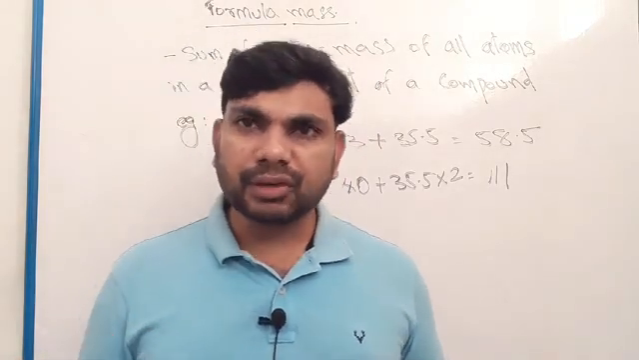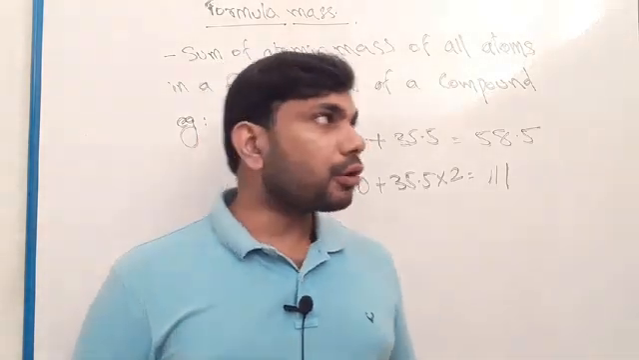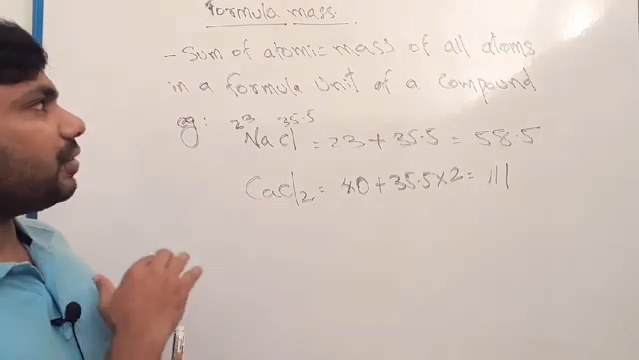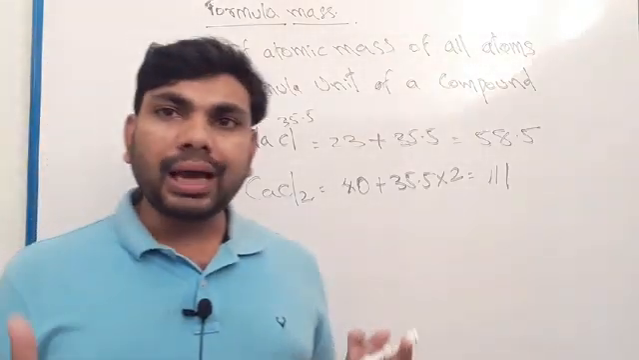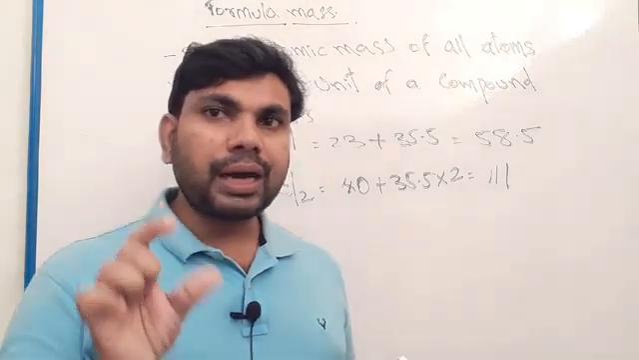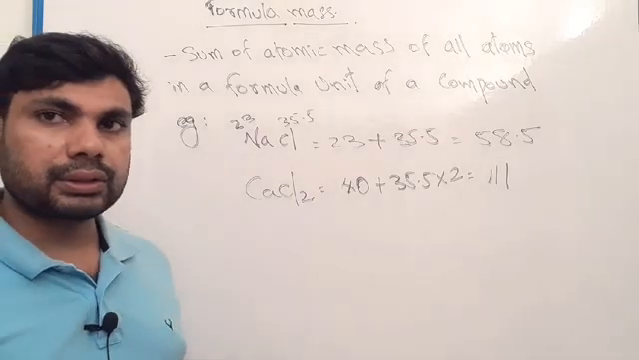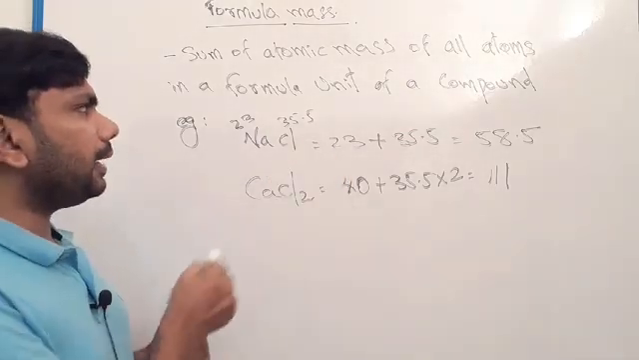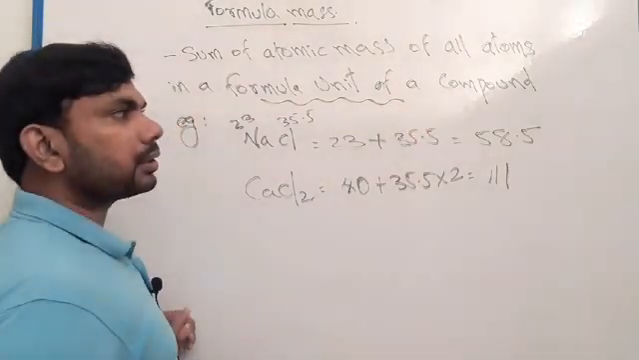After molecular mass, the next point is formula mass. Formula mass we can define the same way: the sum of atomic mass of all atoms in a formula unit of a compound. Here you can see, formula unit of a compound.